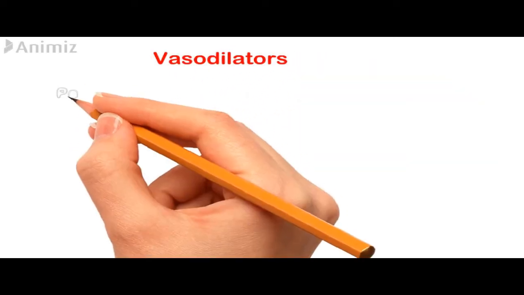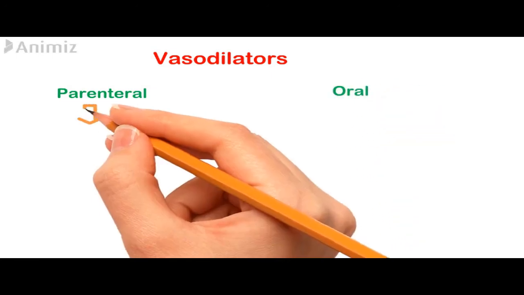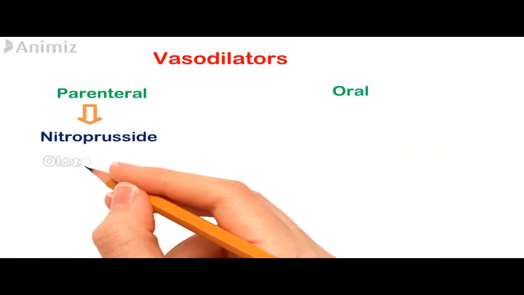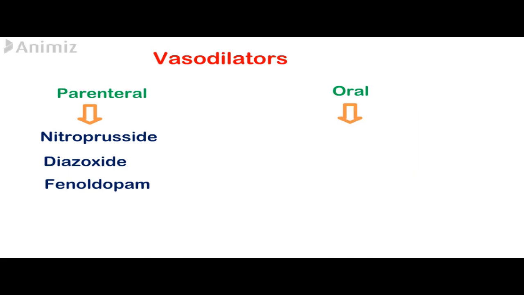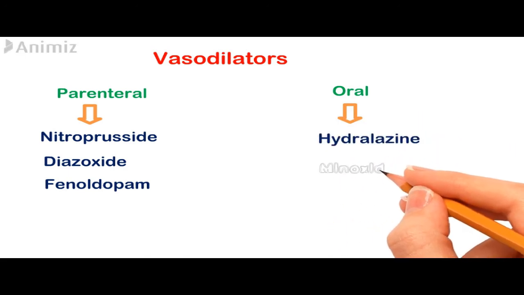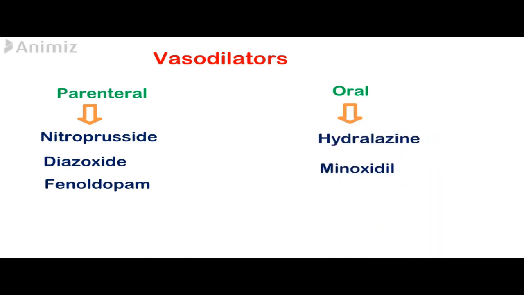Another antihypertensive group are the direct-acting vasodilators. Some of these drugs are used as parenteral injections, and some of them are used as oral drugs. The ones that are used as parenteral injections are nitroprusside, diazoxide, and fenoldopam. And also, hydralazine and minoxidil are used as oral medications.